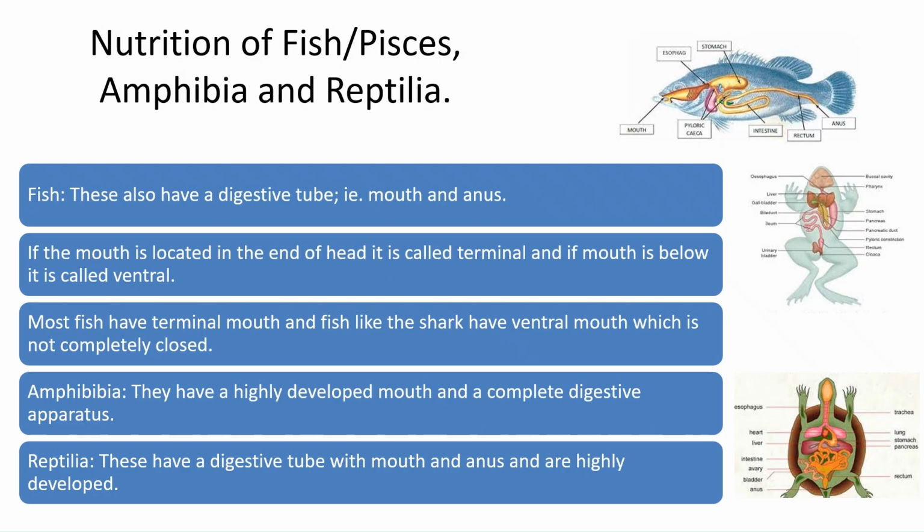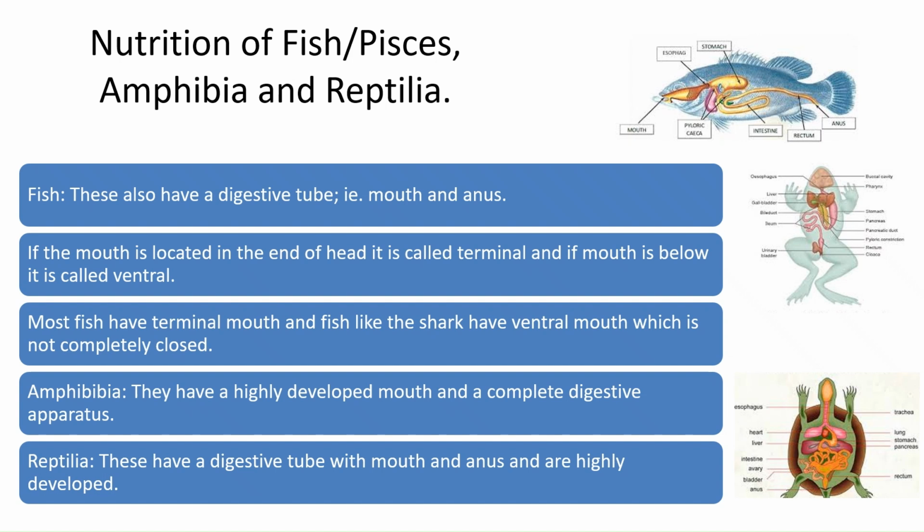Let us look at the nutrition of fish or pisces, amphibia and reptilia. Fish also have a digestive tube, that is a mouth and anus. If the mouth is located at the end of the head, it is called terminal, and if the mouth is below the head, it is called ventral. Most fish have a terminal mouth, and fish like the shark have a ventral mouth, which is not completely closed.